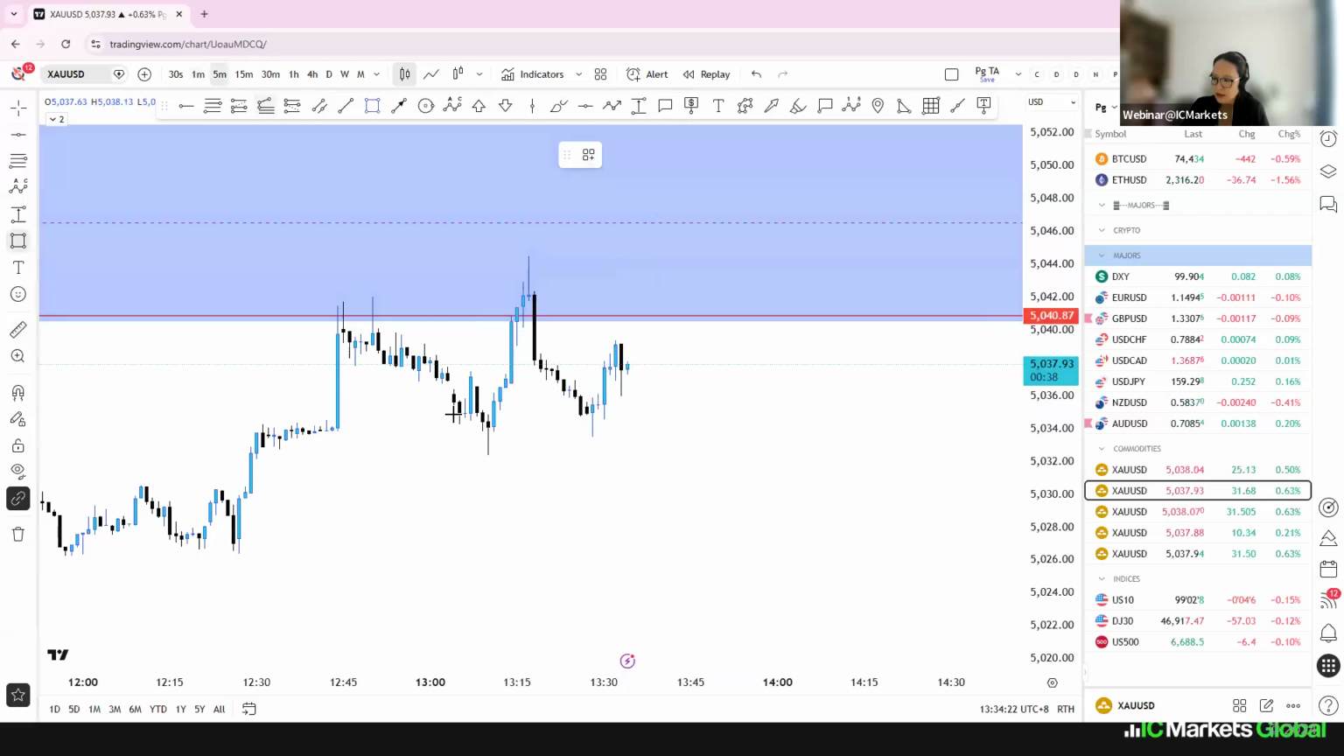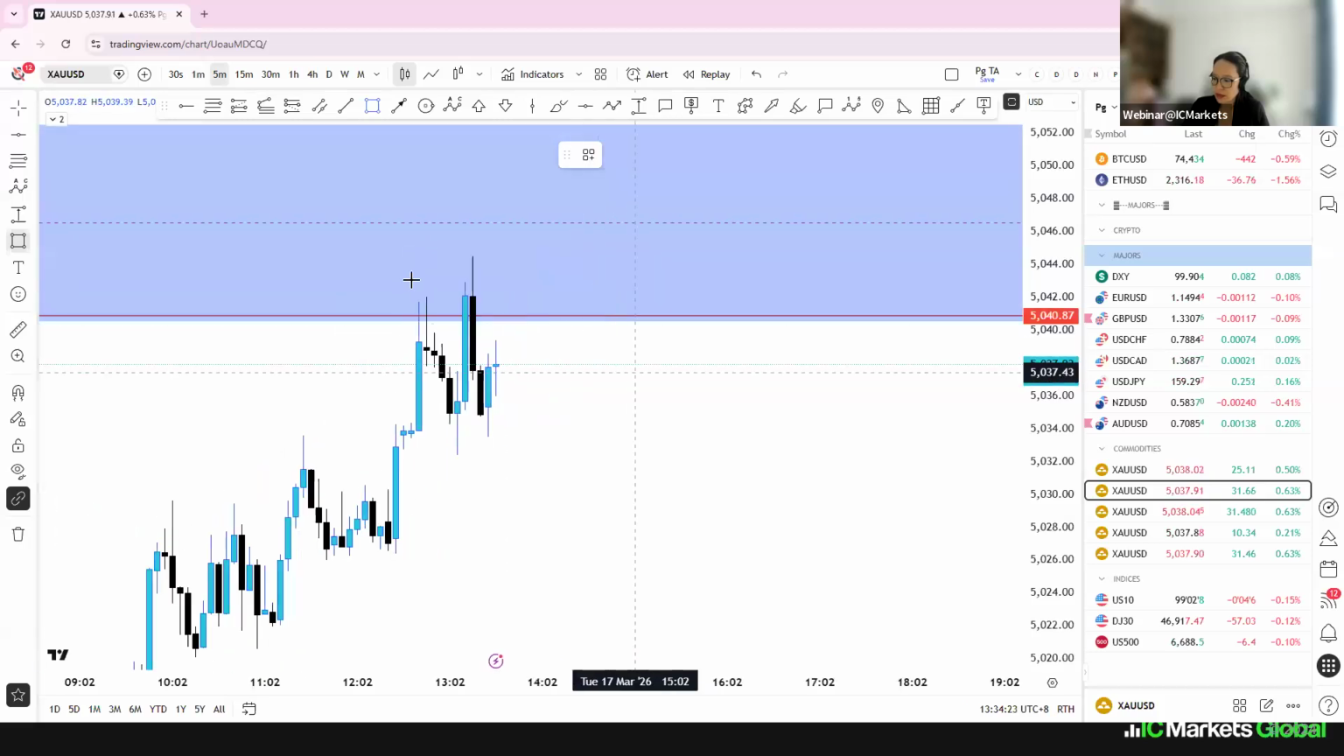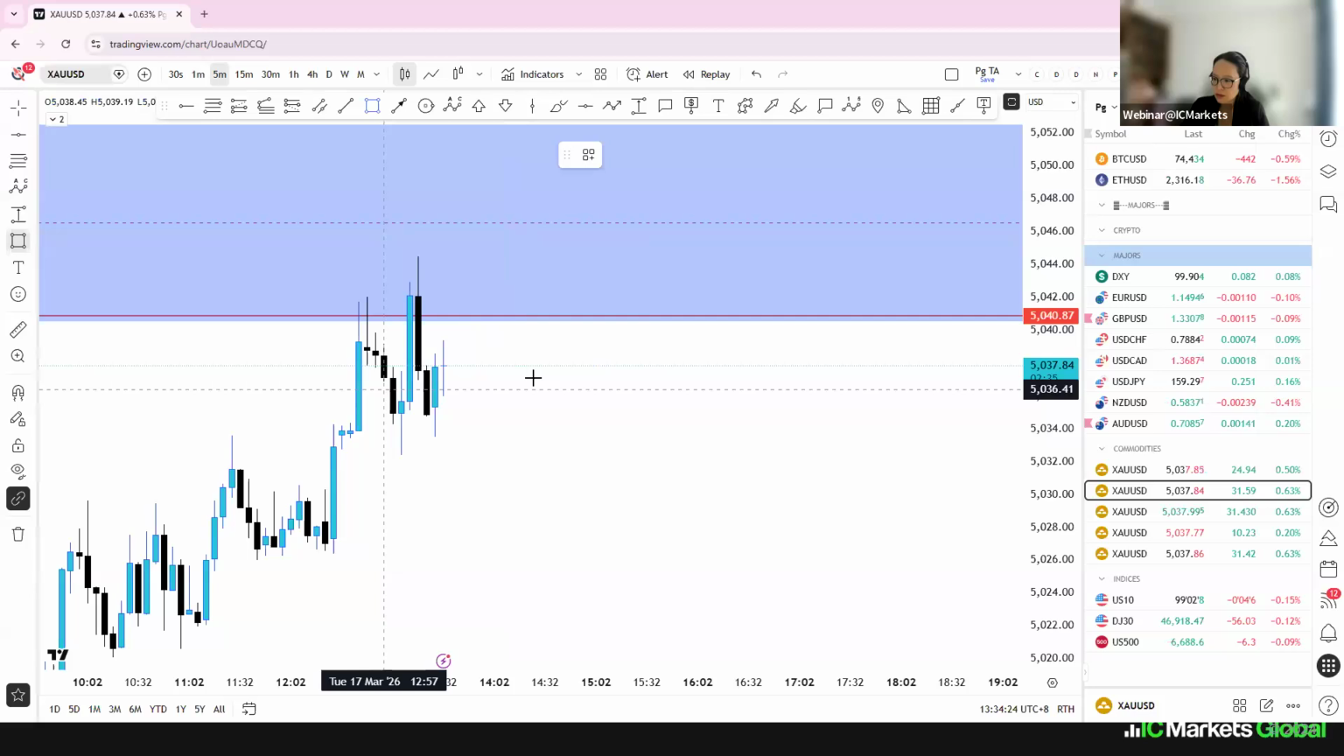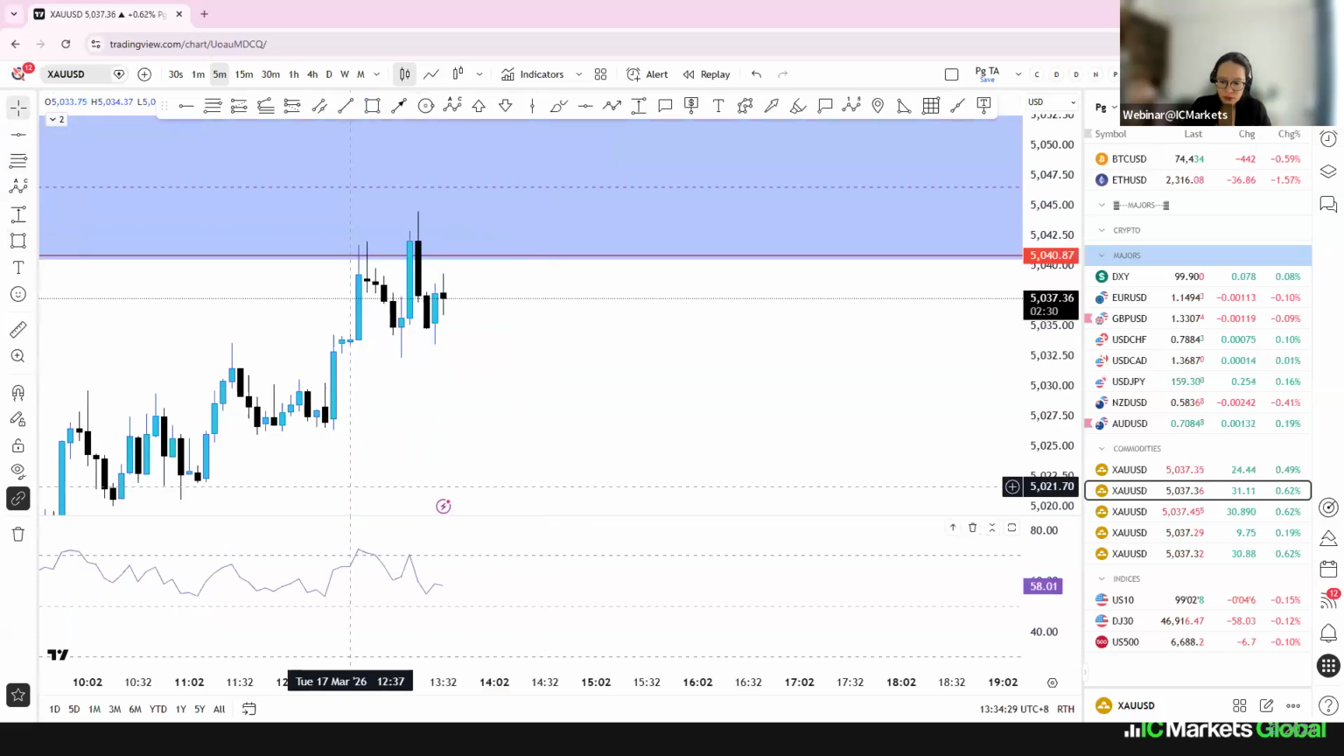I go to the M5. Okay, here, right? You see here, this is going to be our sell zone, and price has made the divergence as well. So if you want to sell, this is going to be your entry. So this is going to be your entry if you want to sell.